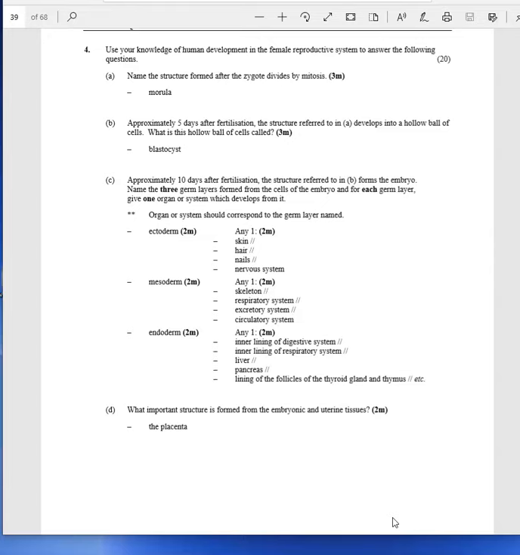It's called a blastocyst. Part C, it says approximately 10 days after fertilization, the structure referred to forms the embryo. Name the 3 germ layers formed, and for each germ layer, give one organ that develops from it. So your germ layers are endo, ecto, and mesoderm. The way I think of them is endo is inside, ecto is outside, and meso is your middle layer. So think of organs or systems which will be found in those areas of you.